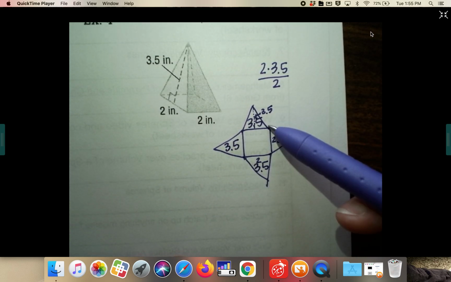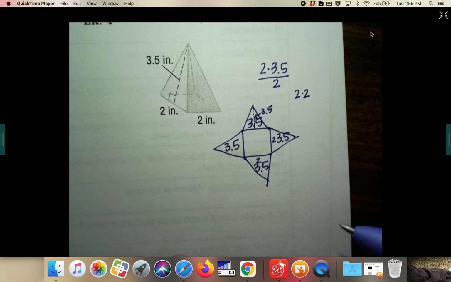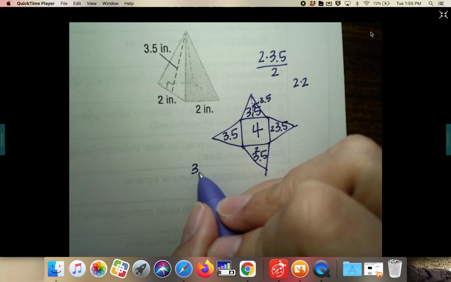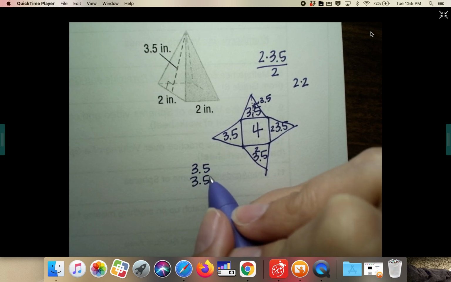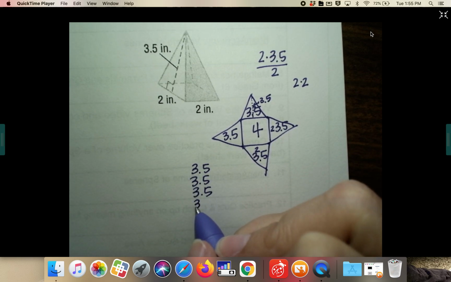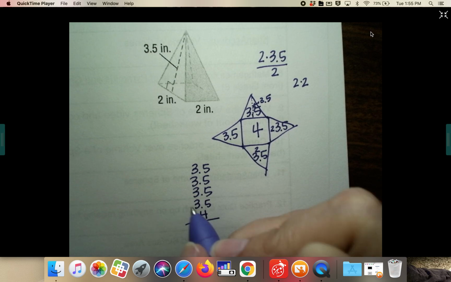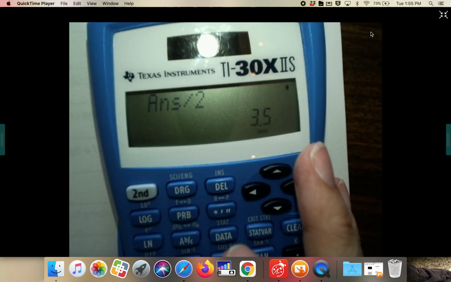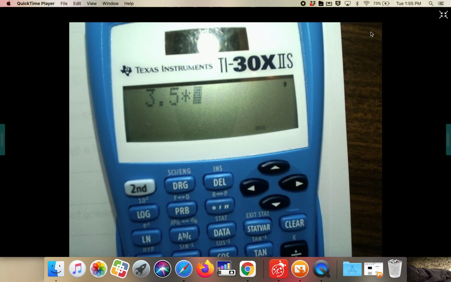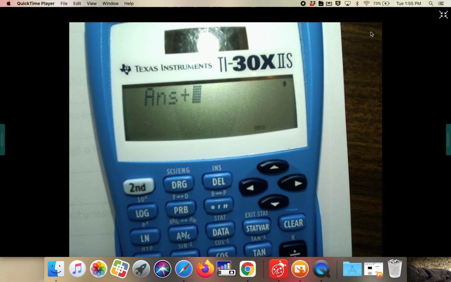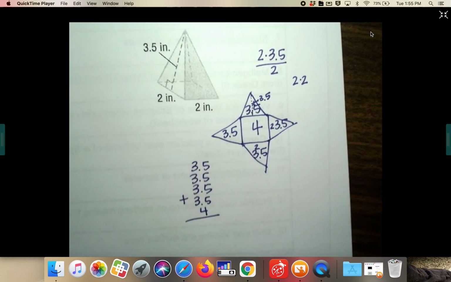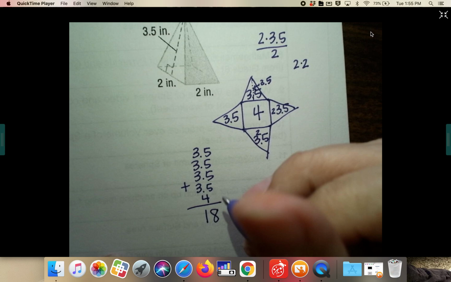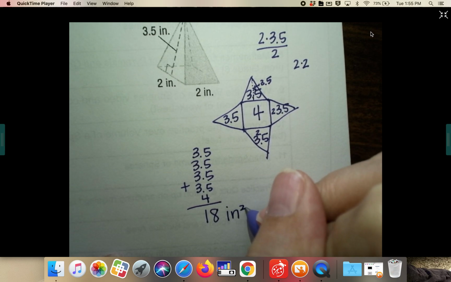This is a 2 by 2 square, 2 times 2 is 4. And now we can add them all up. 3.5 plus 3.5 plus 3.5 plus 3.5 plus 4 equals 3.5 times 4 plus 4, which is 18. So this one is 18 square inches.